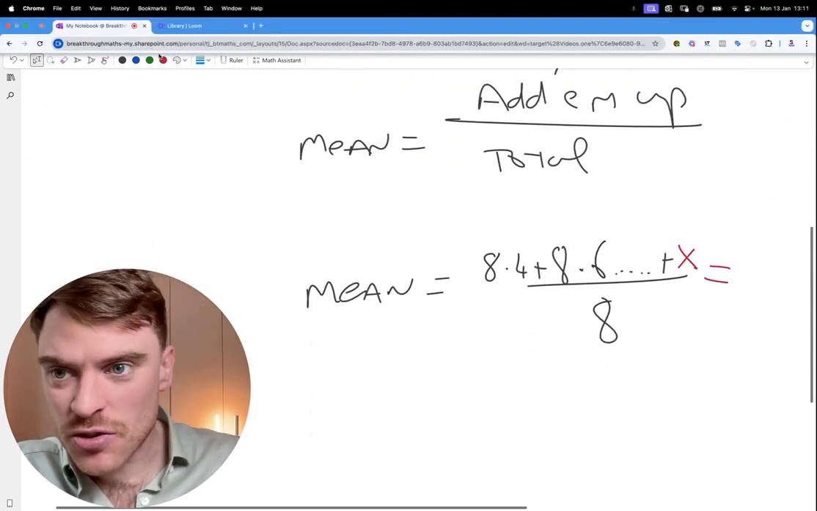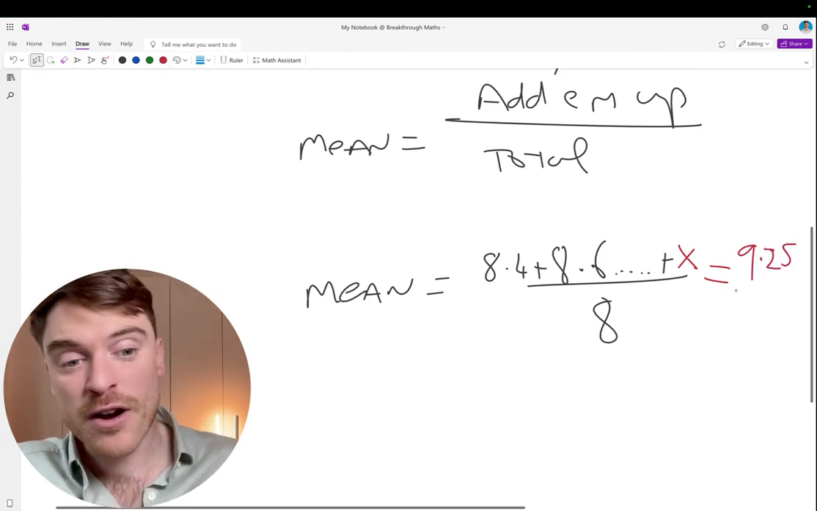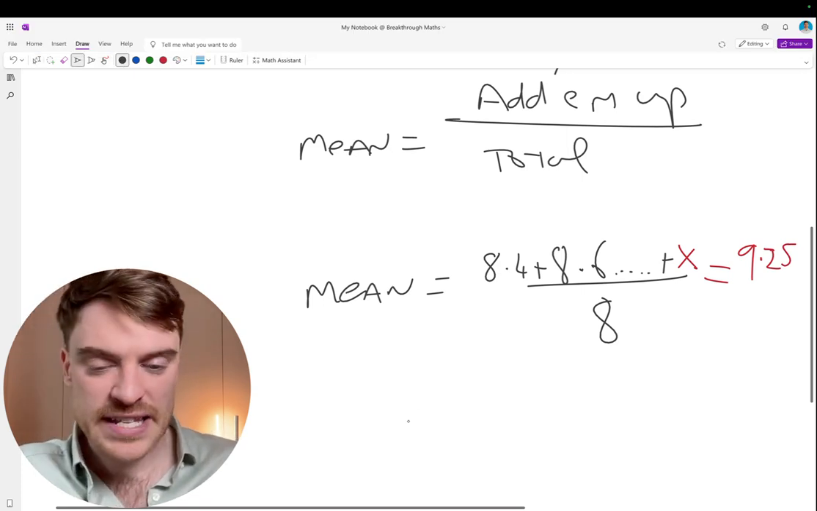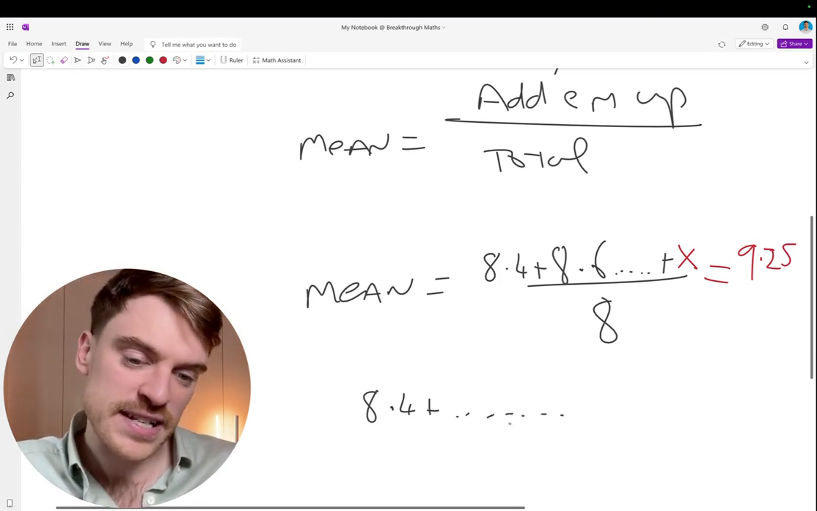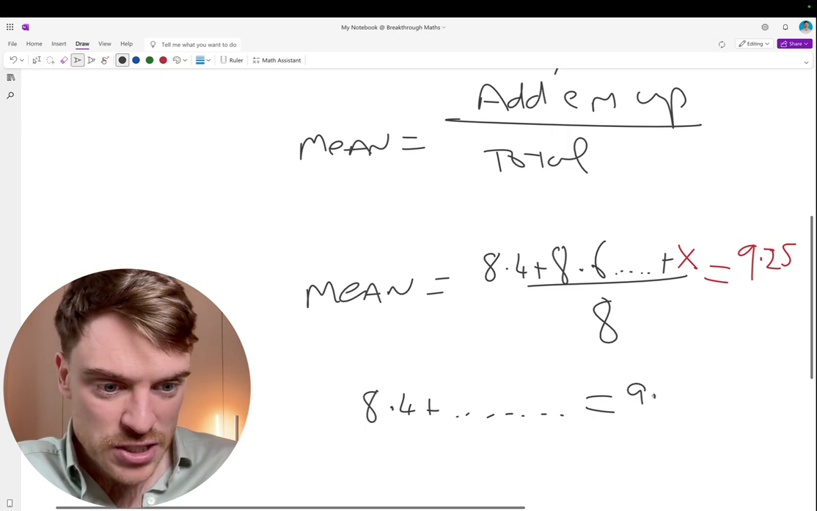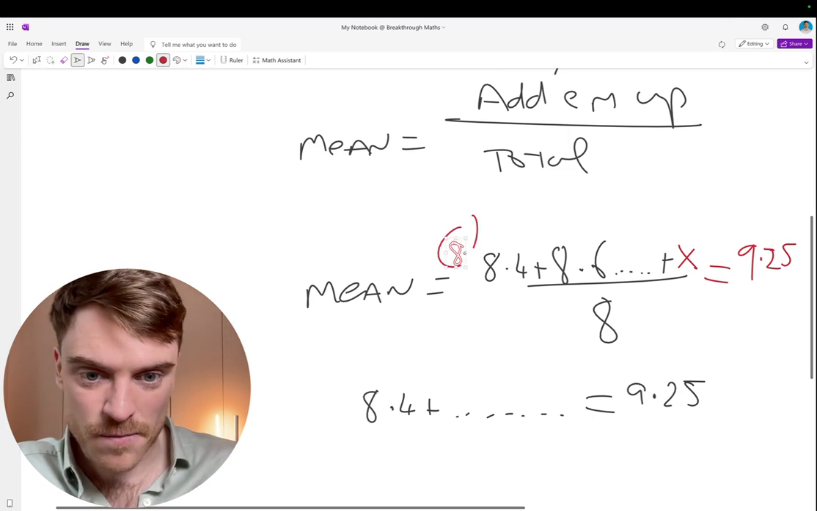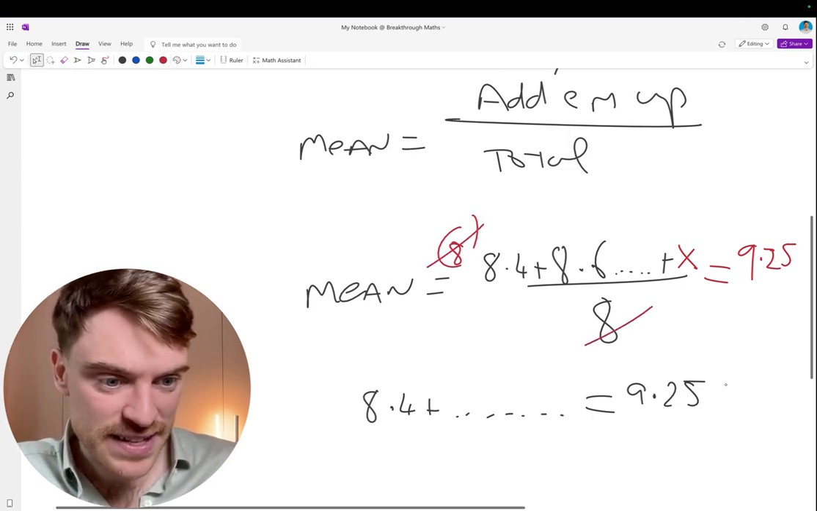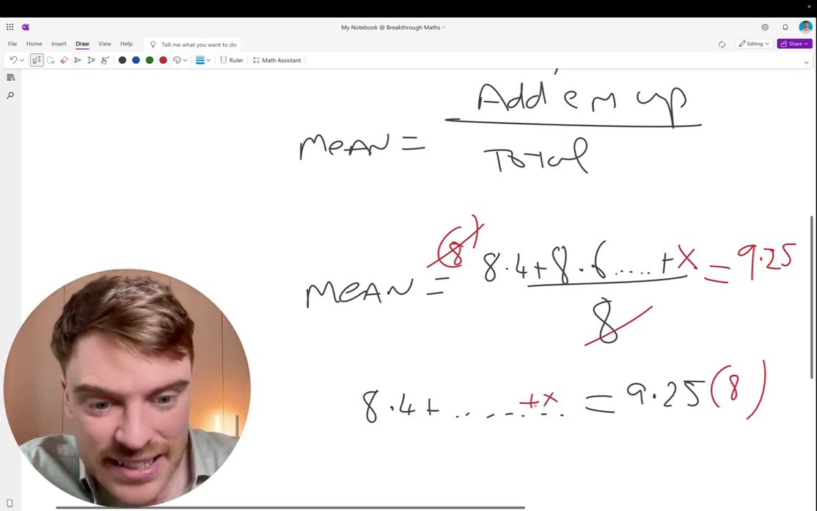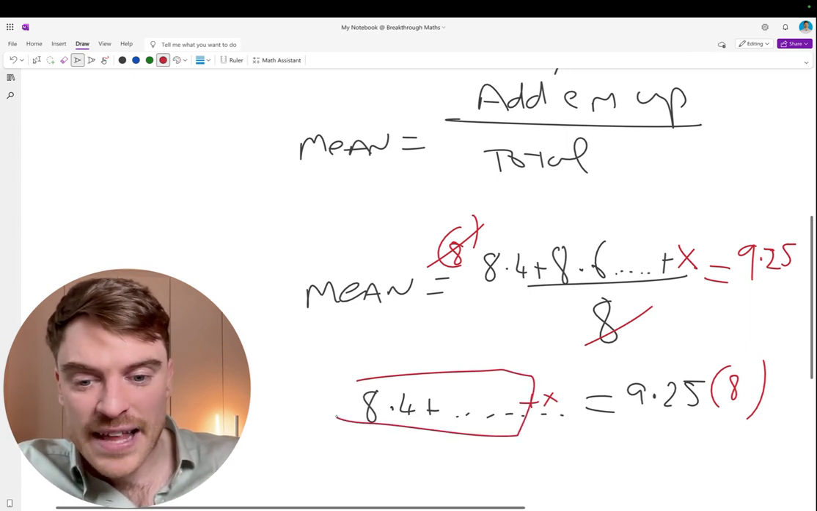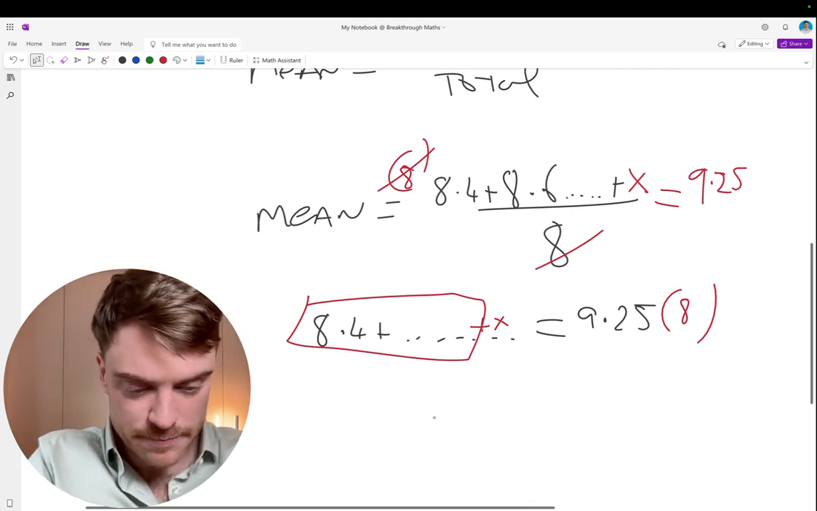Now, I'll just show you the last part. 9.25 gives you the mean, and you want to finish this off. So whatever this adds up to, your 8.4 plus all your 8.6 and all that is equal to 9.25. To get rid of the fraction, you could just multiply by 8 on both sides. Multiplying by 8 here gets rid of this, but then you have to multiply by 8 on this side, and that's where 8 comes in. And you can work from there. Don't forget your little X at the back. So you'd add all these up, whatever it gives you, and put it all equal to 9.25 by 8.